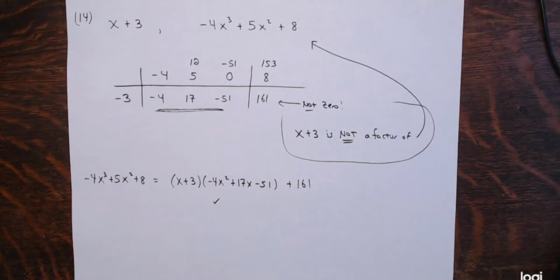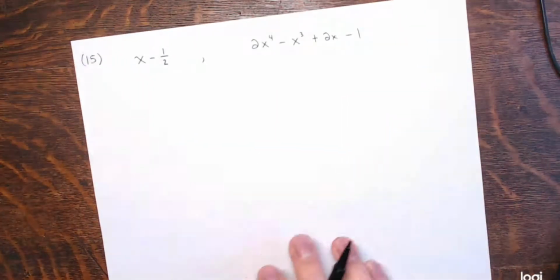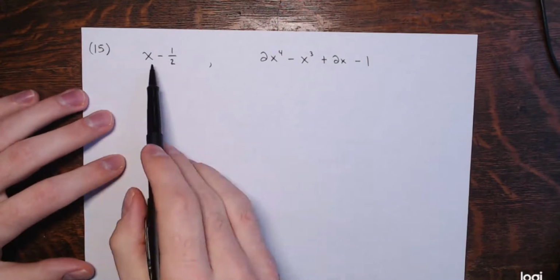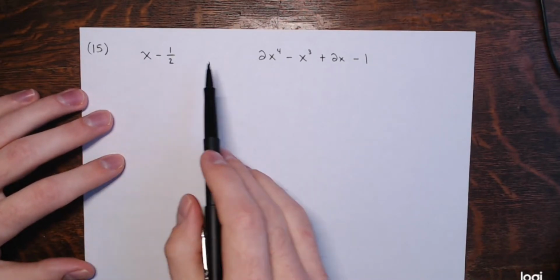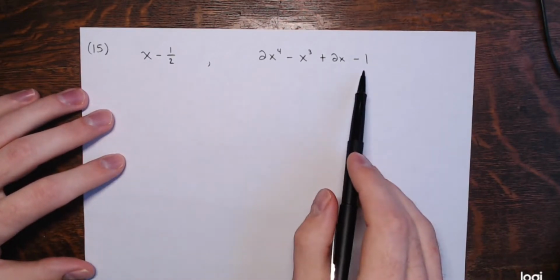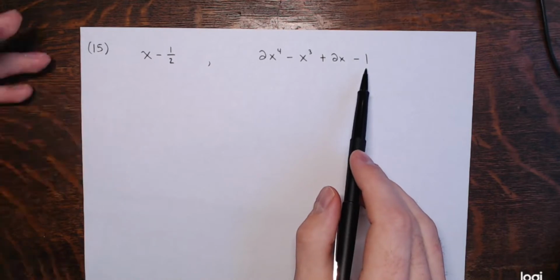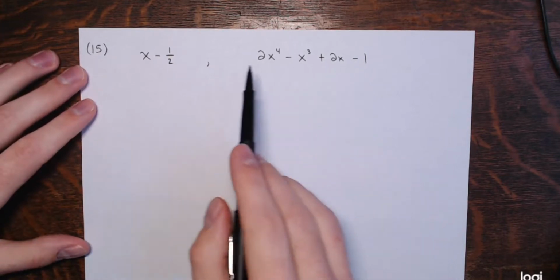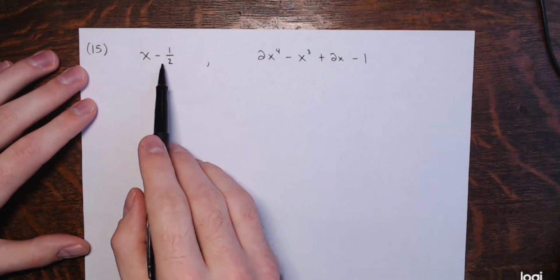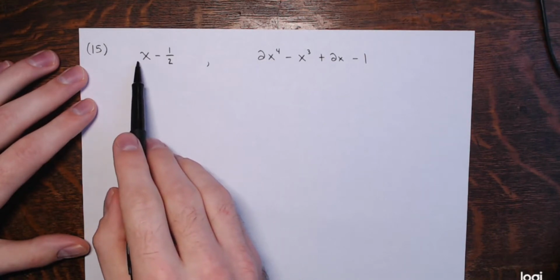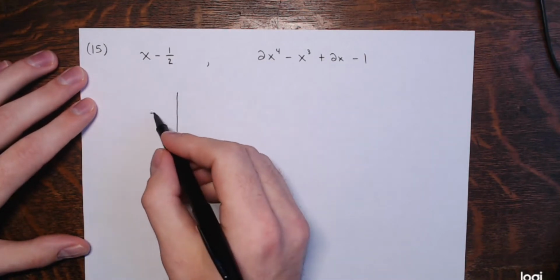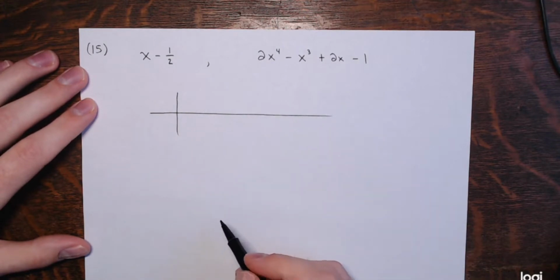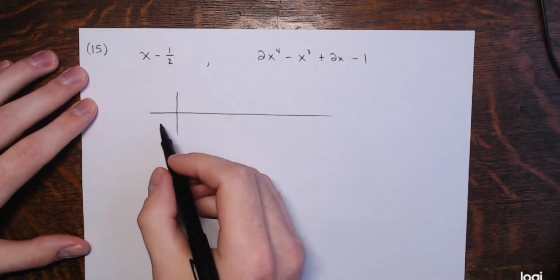All right, I've got one final problem. All right, one final question. Same thing, is x minus a half a factor of this degree 4 polynomial? Now the divisor is degree 1, lead coefficient of 1. So again, I can jump immediately to synthetic division. X minus a half, the k is a half.